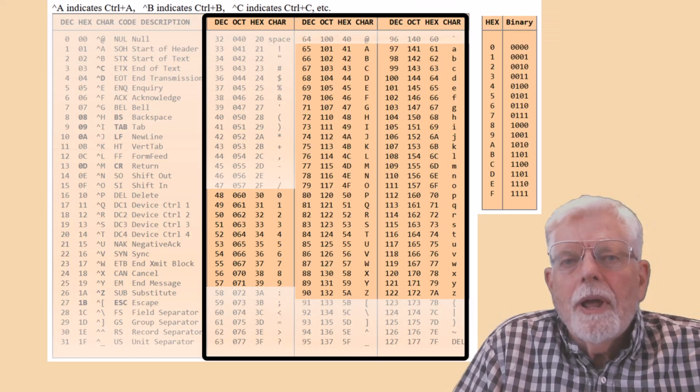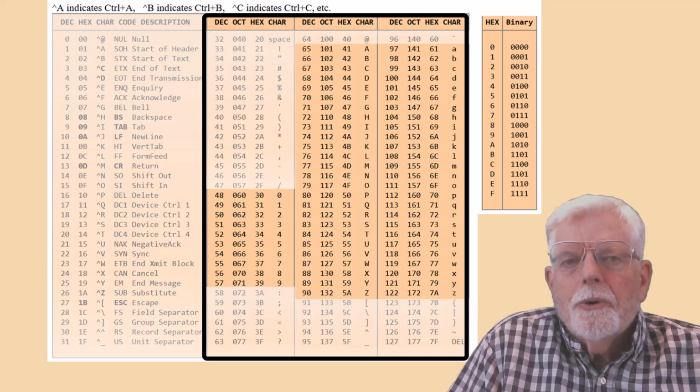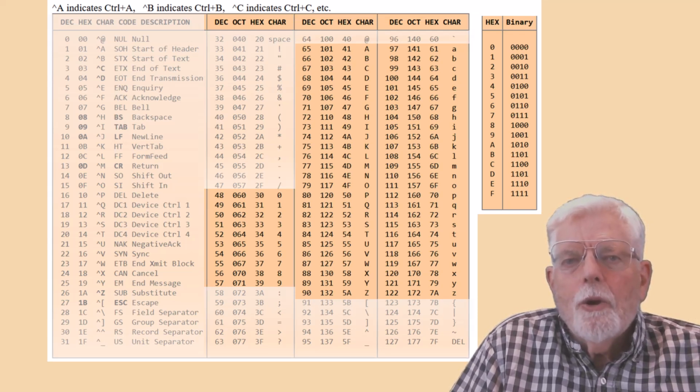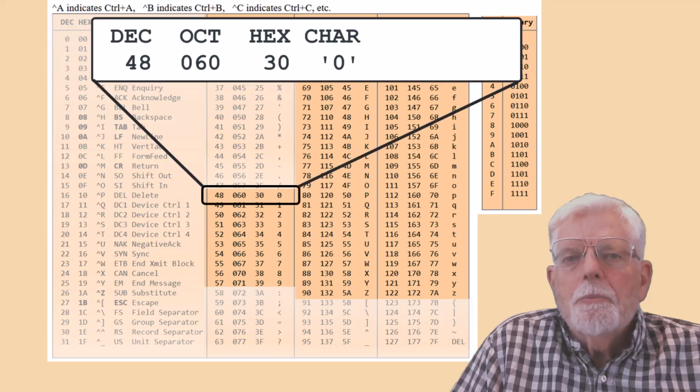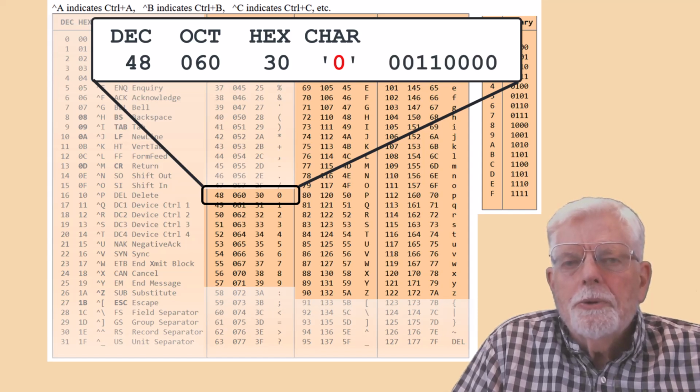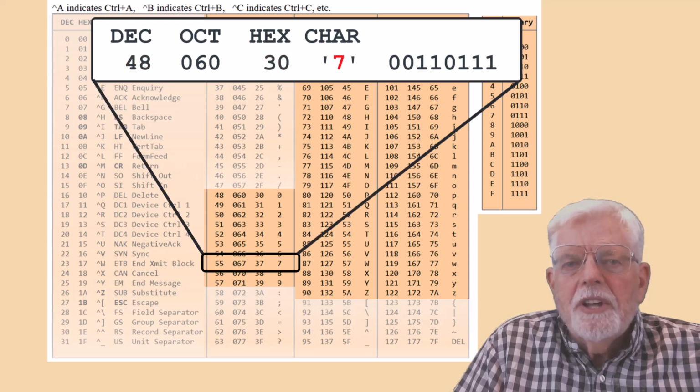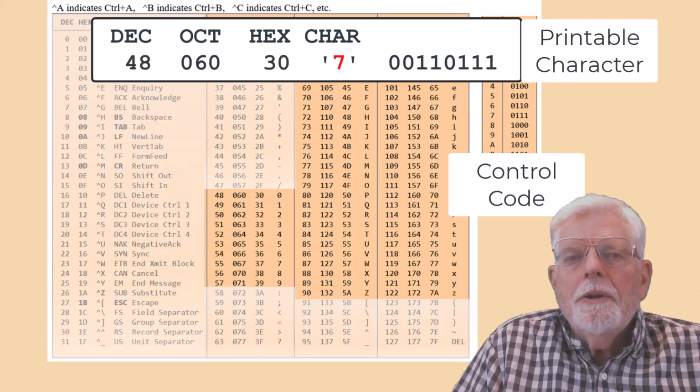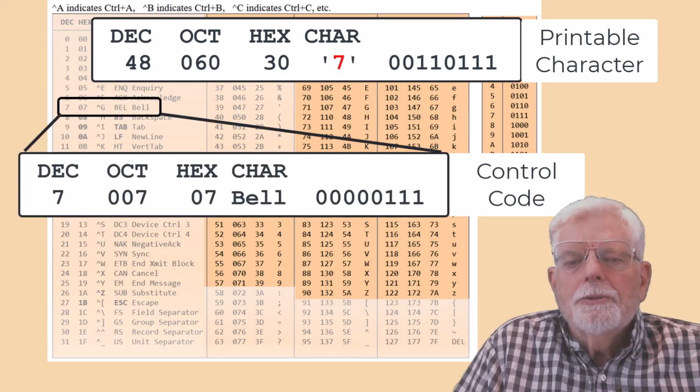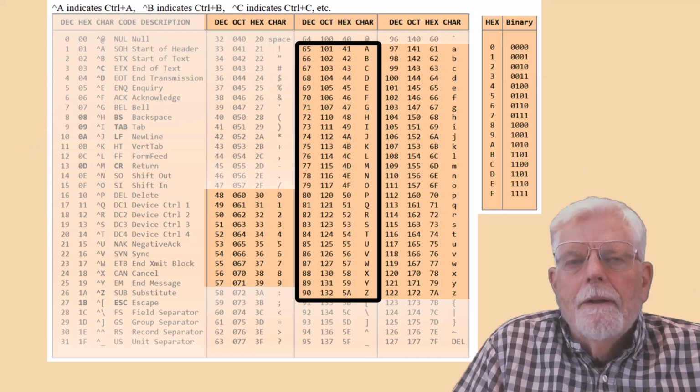Columns 2, 3, and 4 have the printable characters for 0 through 9, uppercase A through Z, and lowercase a through z. What is important to remember is that the printable 0 in binary is 00110000, or hex 0x30, decimal 48, but not all zeros. The printable 7 is 00110111, not 00000111, which is the bell.